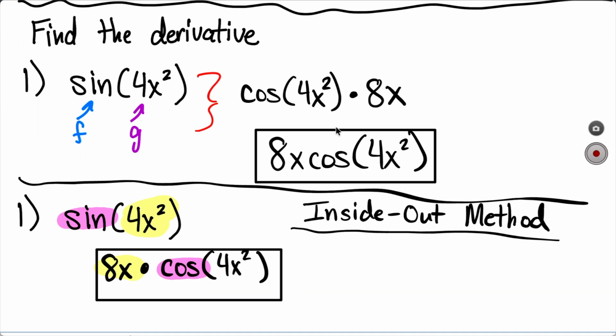There's no need to worry about, wait, how do I know when to stop? Do I take the derivative of 8x, or do I keep it and say times 8? No, this tells you to start from the inside. And if you have everything highlighted, that means you've accounted for everything.